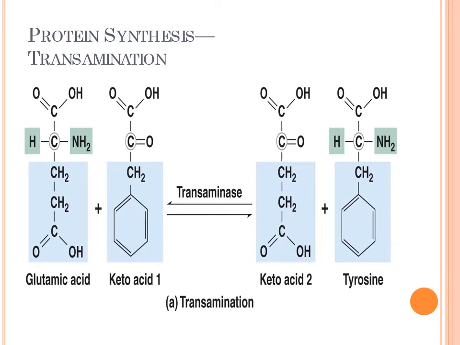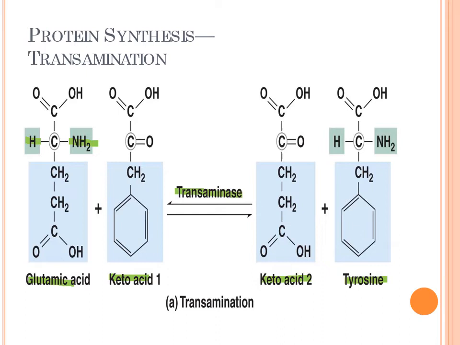Transamination is exchanging an amino group between two different carbon chains. So in this one, we have glutamic acid and we have a keto acid. And then we use an enzyme called transaminase that is going to transfer the hydrogen and this amine group over to the other carbon chain. So we end up with tyrosine and a separate keto acid.